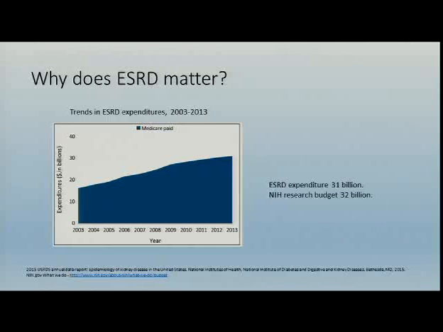If you look at the trajectory of the cost, ESRD cost is about $31 billion. This is based on the most recent annual data report of 2015. They report up to 2013. There's a 2-year gap. So this is the most fresh data, and the cost is $31 billion. Well, if you look at the NIH all spending on research, that's $32 billion, and it's getting there.